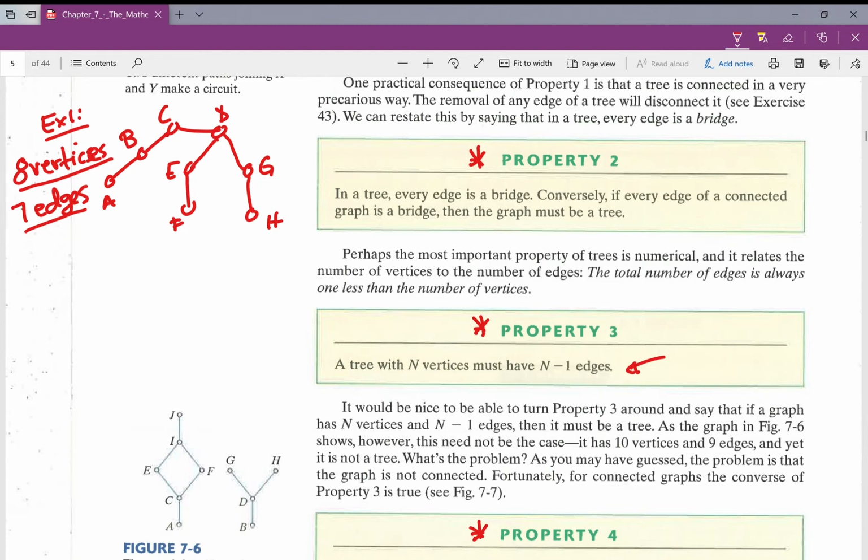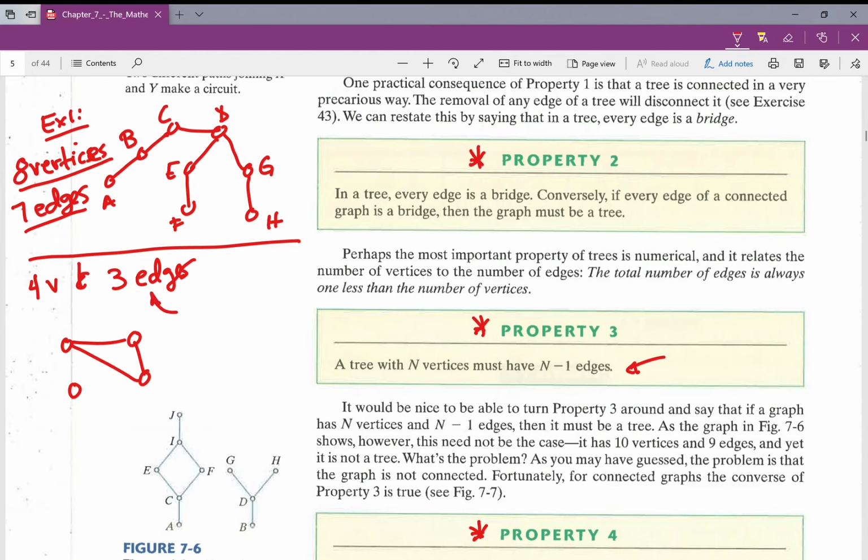I'm going to erase this down here. If I have 4 vertices and 3 edges, 1, 2, 3, 4 vertices, 1, 2, 3 edges, I created a circuit and a disconnected graph. So having n-1 edges does not guarantee that we would have a tree. But if I drew a tree, it would have to have that the number of edges is one less than the number of vertices.